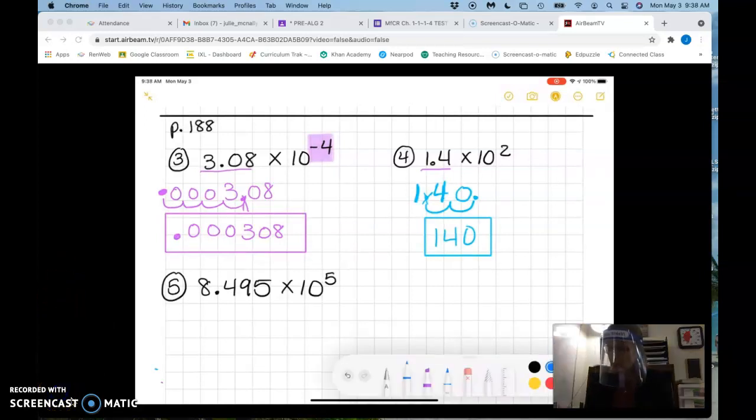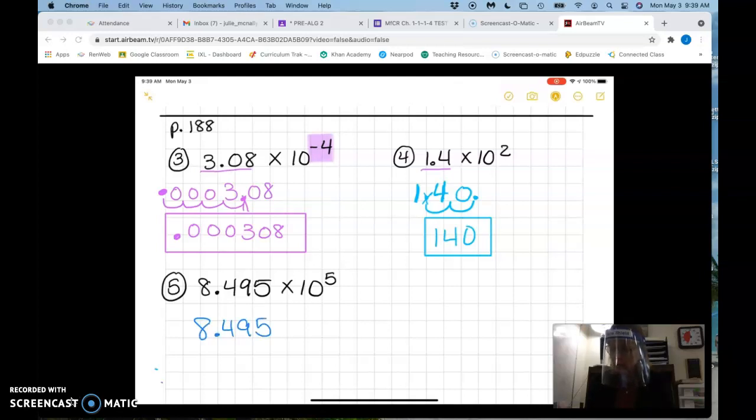Okay, so let's do this one. It is a positive exponent, so that means I'm going to be making a large number. So that means I have to move my decimal to the right. So 1, 2, 3, 4, 5, and fill in with zeros. So my new number is 849,500 because that's a large number, so I know I did my exponent correctly.